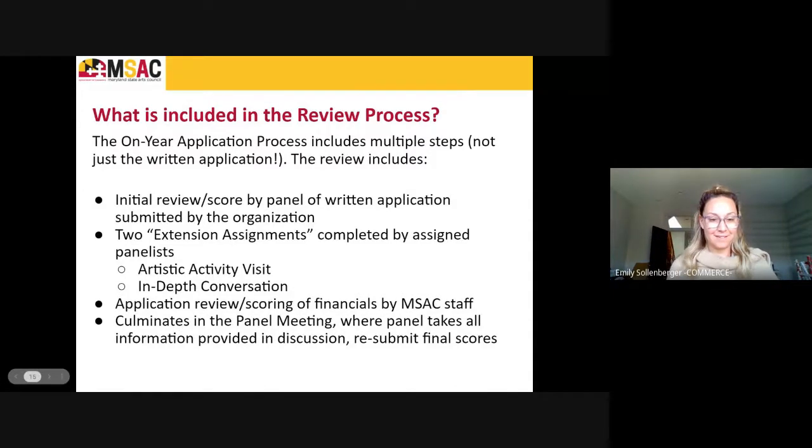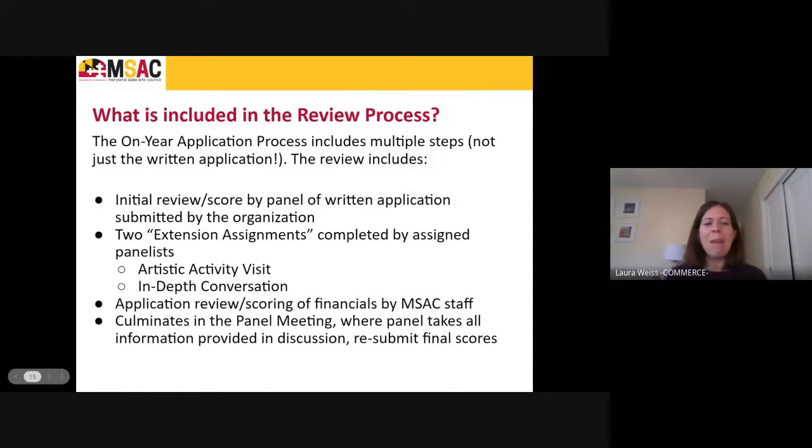Great, thanks, Emily. So what goes into the review process? We often get the question of, is it just the application? Is that all that it is? And it is a very comprehensive process that starts really today, and it runs all the way through the notification of the award decisions next summer. So we're going to walk through those different steps here.